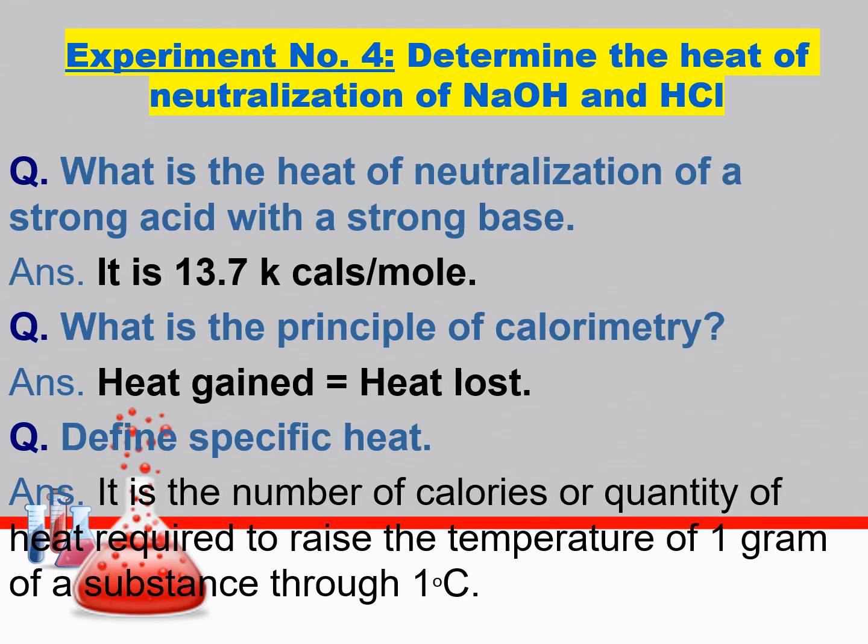Another question, what is the heat of neutralization of a strong acid with a strong base? It is 13.7 kilocalories per mole. What is the principle of calorimetry? The principle of calorimetry is heat gained is equal to heat lost. Define specific heat. It is the number of calories or quantity of heat required to raise the temperature of 1 gram of a substance through 1 degree centigrade.